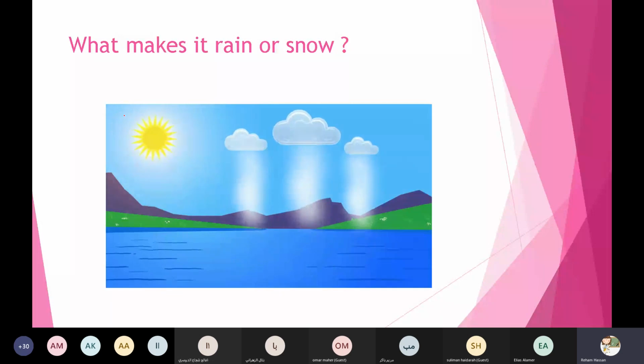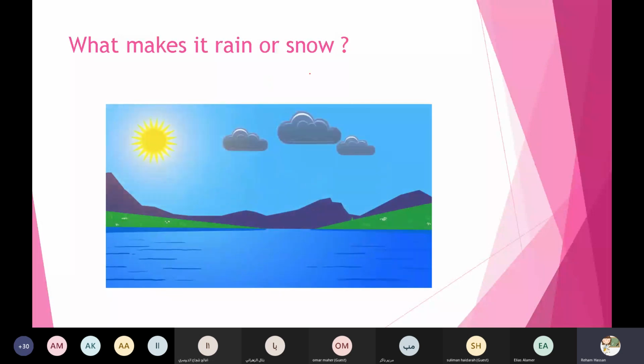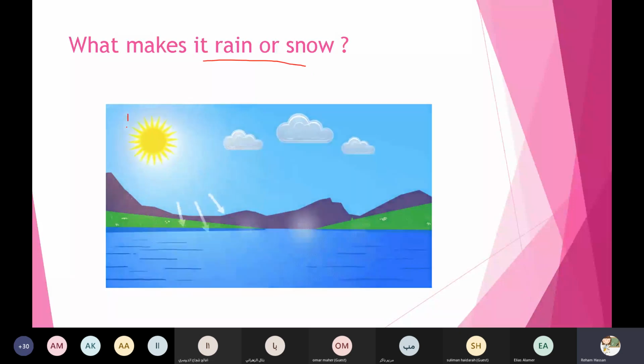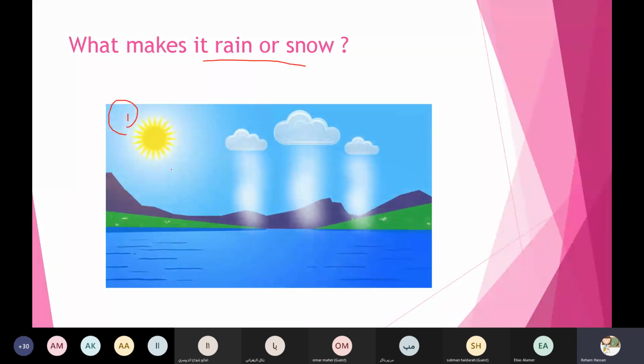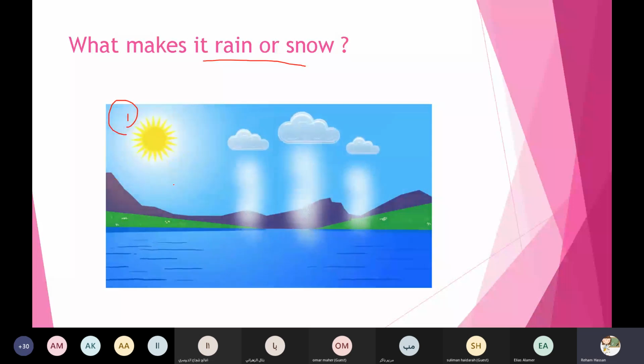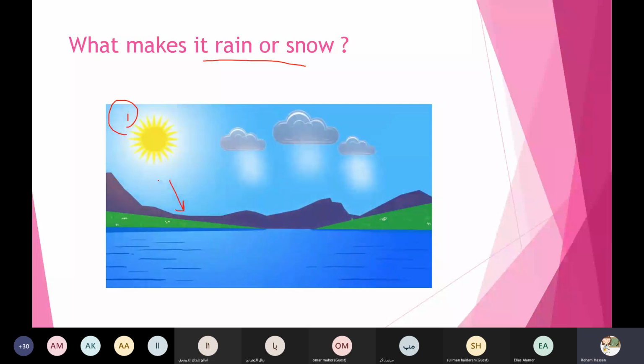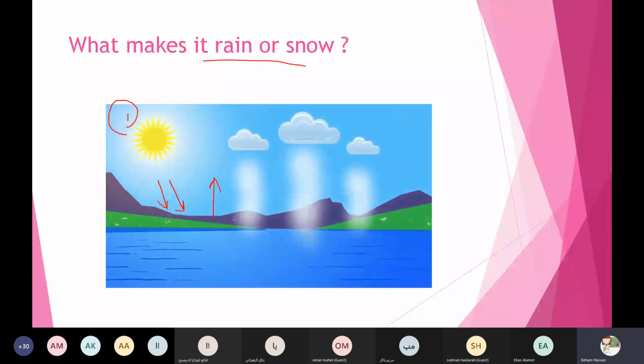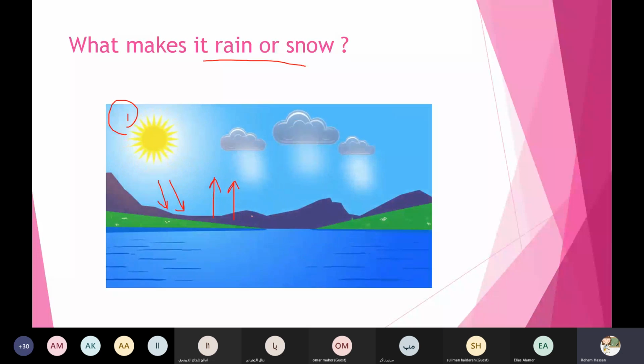Look at this picture. What makes it rain or snow? The water cycle. Number one, look, the sun warms the earth water. When the sun warms the earth water, number two, some of this water will go into the air.